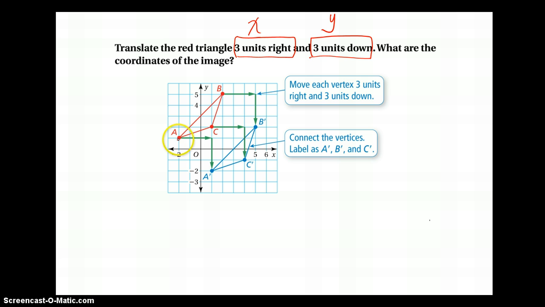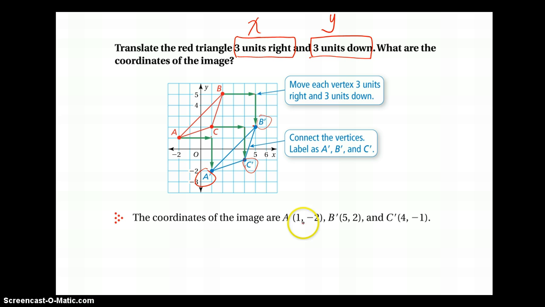So take each vertex and move it 3 to the right, 3 down, B prime. C, 3 to the right, 3 down is now C prime. A, 3 to the right, 3 down, becomes A prime. Same letters, but now the image has the prime marks. The coordinates of our new image are 1, -2, 5, 2, and 4, -1.